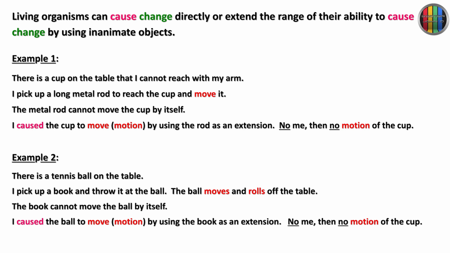Example 2. There is a tennis ball on the table. I pick up a book and throw it at the ball. The ball moves and rolls off the table. The book cannot move the ball by itself. I caused the ball to move, motion, by using the book as an extension. No me, then no motion of the ball.